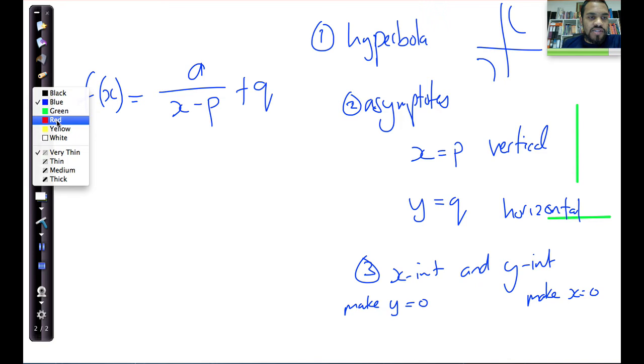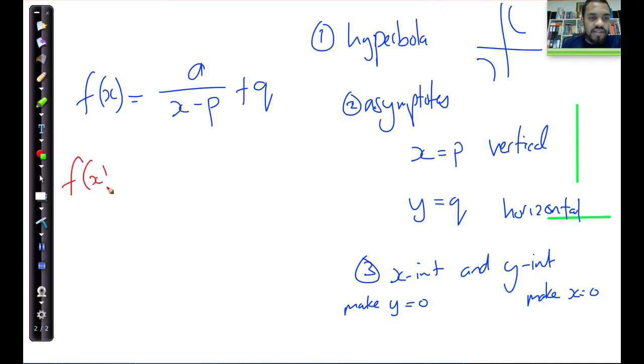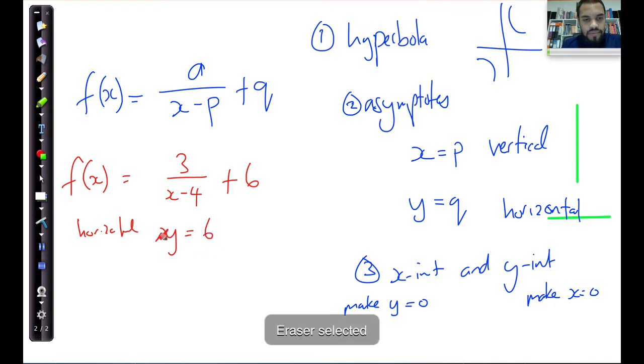So let's use a real example. Let's say I've got f of x is equal to 3 over x minus 4 plus 6. The horizontal asymptote from here will be y equals 6. That's a y. And the vertical asymptote will be x is equal to positive 4. Right, because the sign swaps, and for the y that stays the same.